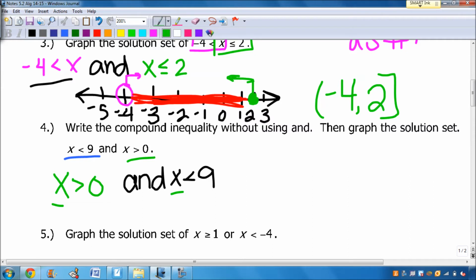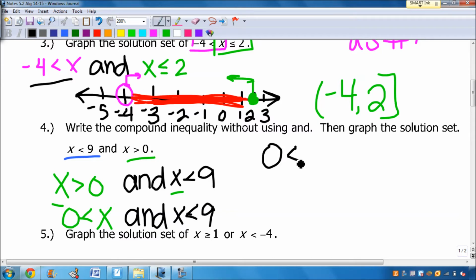So if x is bigger than 0, that means that 0 is smaller than x, okay? And x is less than 9. So then putting it all together, it means that 0 is less than x is less than 9. Now I can go ahead and graph out my information right here.